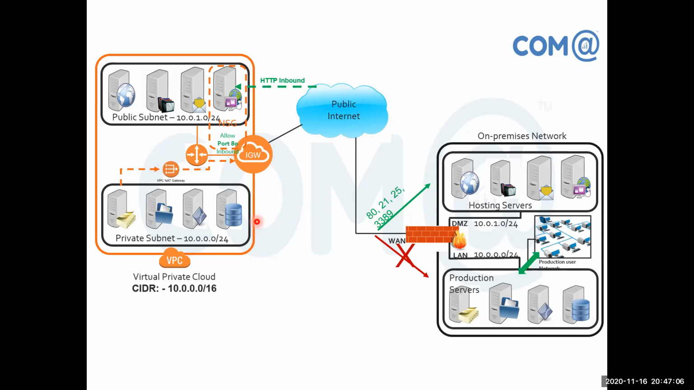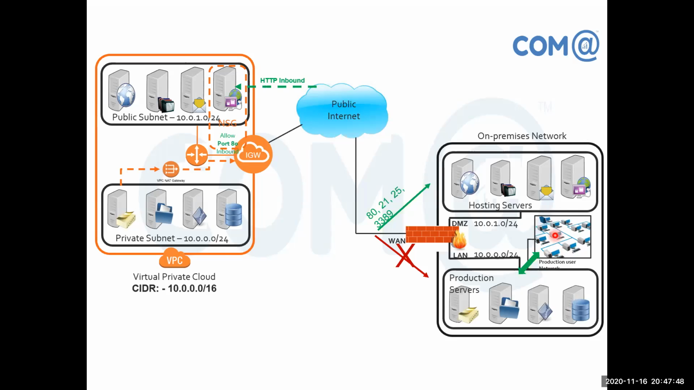Okay. So I consider there are no doubts from your side. So I think we can now move further. As I said earlier, our production servers should be accessed by the production network users. But in this case, there is no connection between the private subnet or the VPC and the on-premises network. So the production network users will not be able to directly access the private subnet computers.